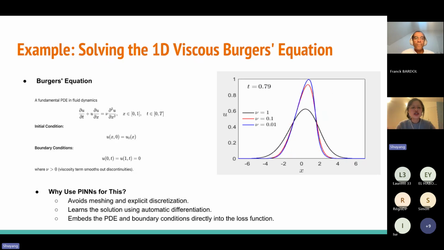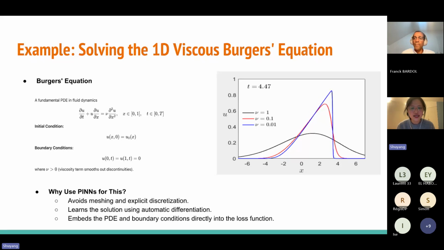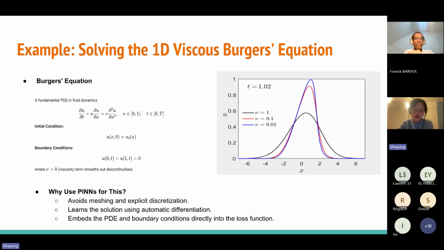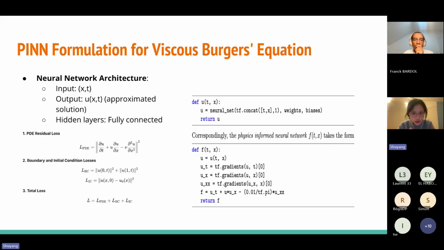Again, to recall the power of PNN, we don't have to do any meshing, any discretization. The neural networks will learn by themselves how to solve the equation using a strategy you see everywhere in the machine learning process called automatic differentiation. You can even import this method directly in TensorFlow, and you embed the PDEs and boundary conditions directly into the loss function. So this is what we do.